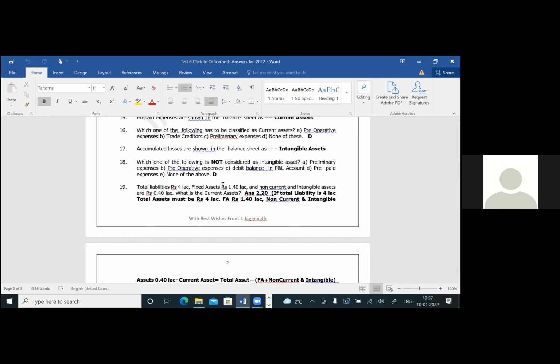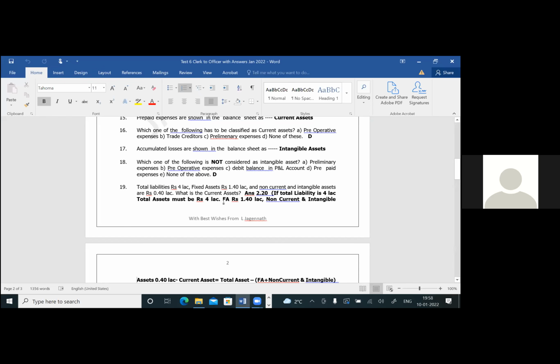Fixed assets, non-current assets, intangible assets, and current assets. They are given fixed assets 1.40. They are given non-current and intangible assets 0.40. So 1.40 plus 0.40, 1.80. Total asset is given 4 lakhs. So fixed asset, non-current and intangible is 1.80. So what is the current asset? The balance, the difference between all these three, is the current asset. 4 minus 1.80, 2.20 is the current asset.